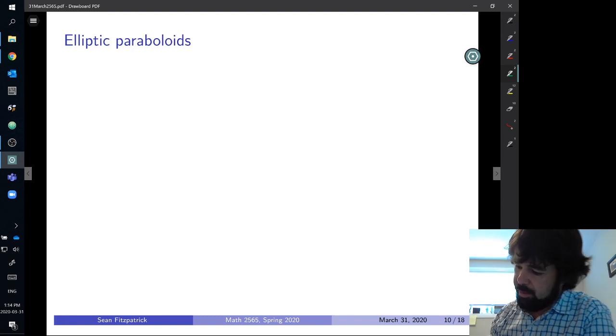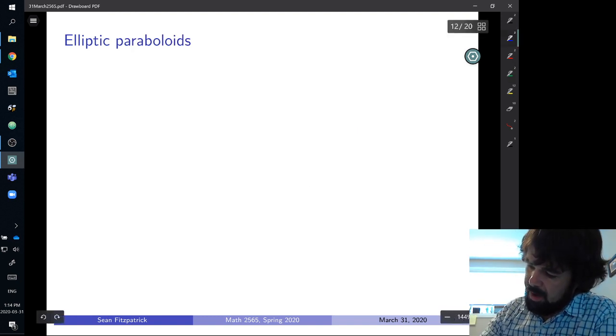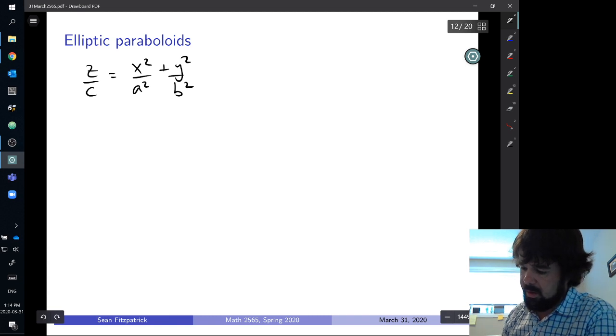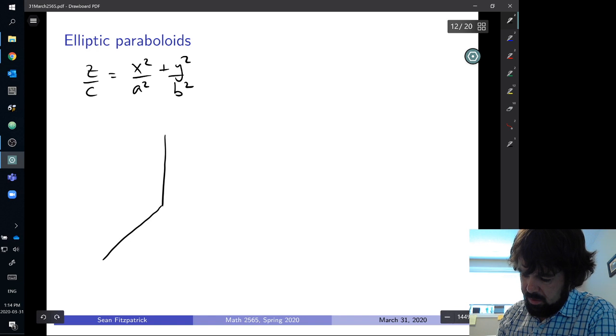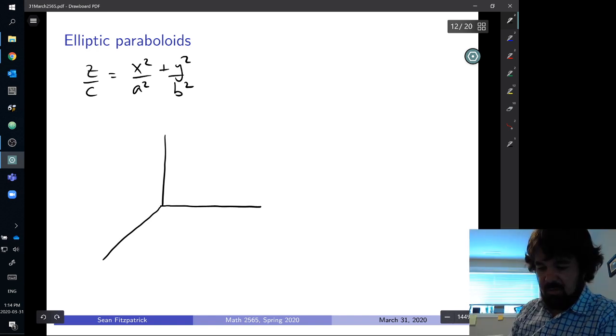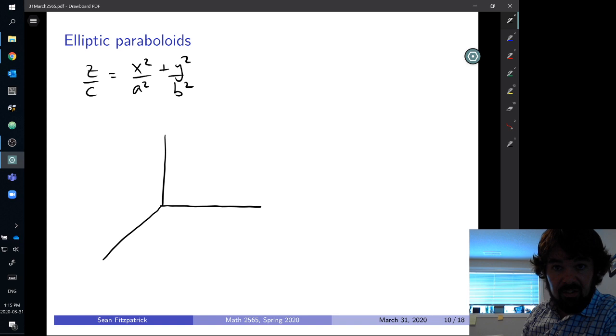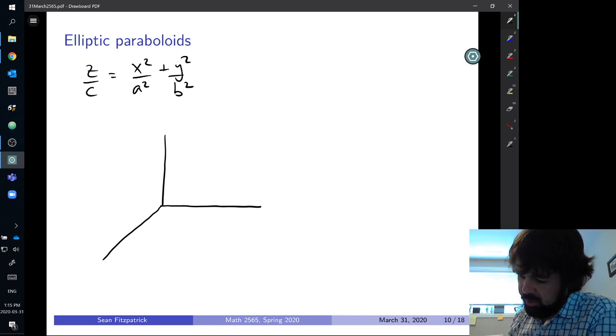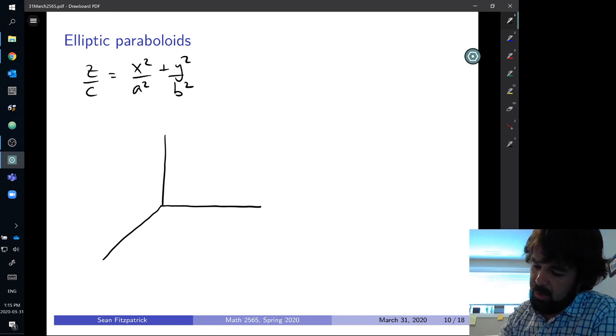Next up are the elliptic paraboloids. So an elliptic paraboloid looks something like this. z over c is x squared over a squared plus y squared over b squared. Okay. Now in this case, if c is positive, then z has to always be bigger than or equal to 0, right? Because x squared plus y squared can't be negative.